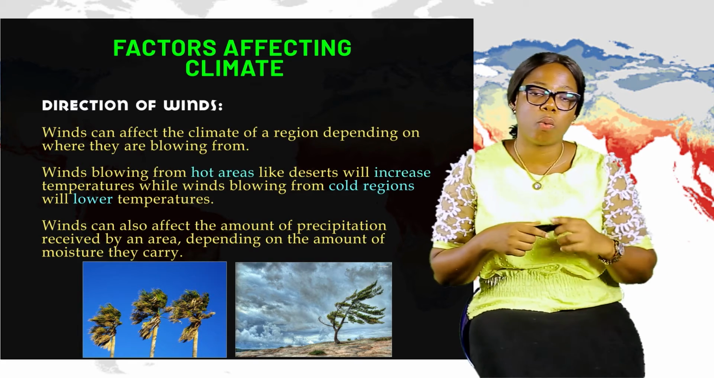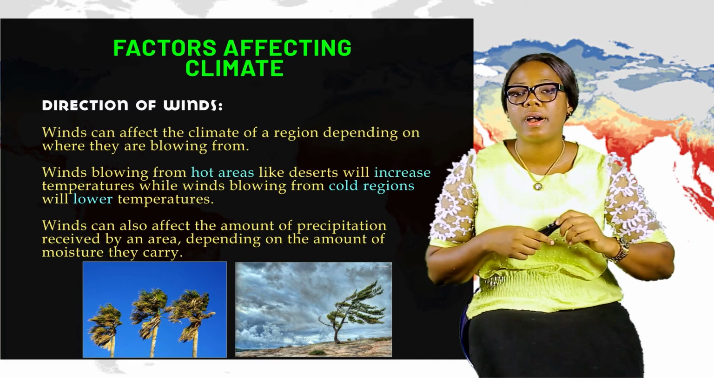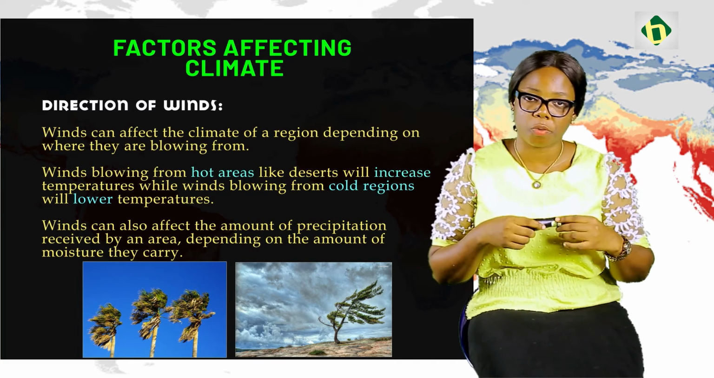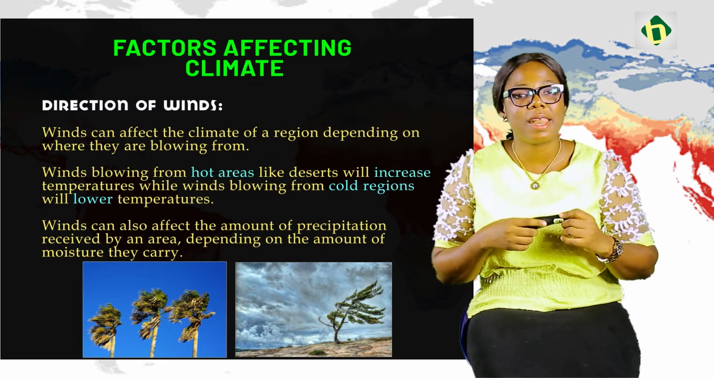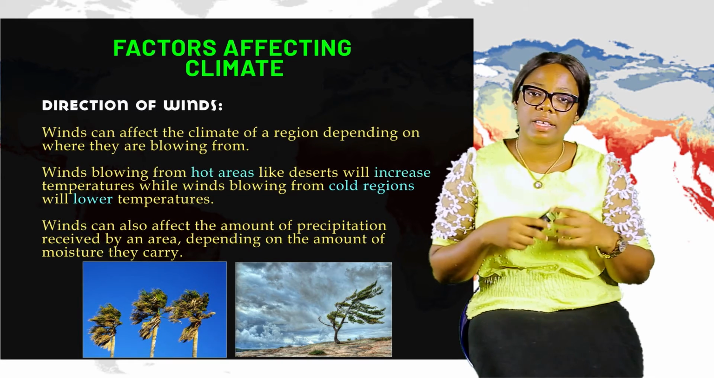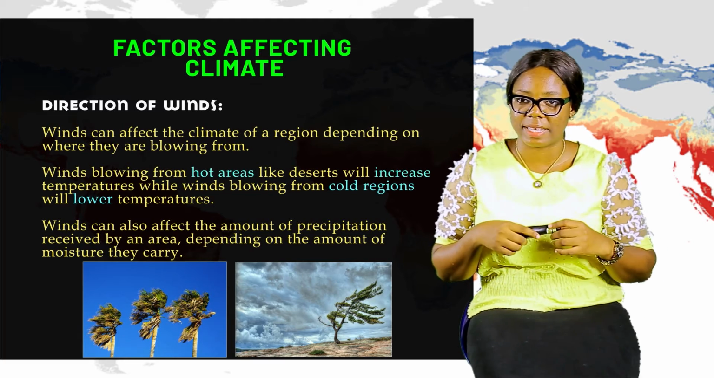Winds also have a way to affect the amount of precipitation received by an area. If winds blowing into an area carry so much moisture, it will lead to a high level of precipitation in that area. But if they carry less moisture, it will lead to dryness of those areas.